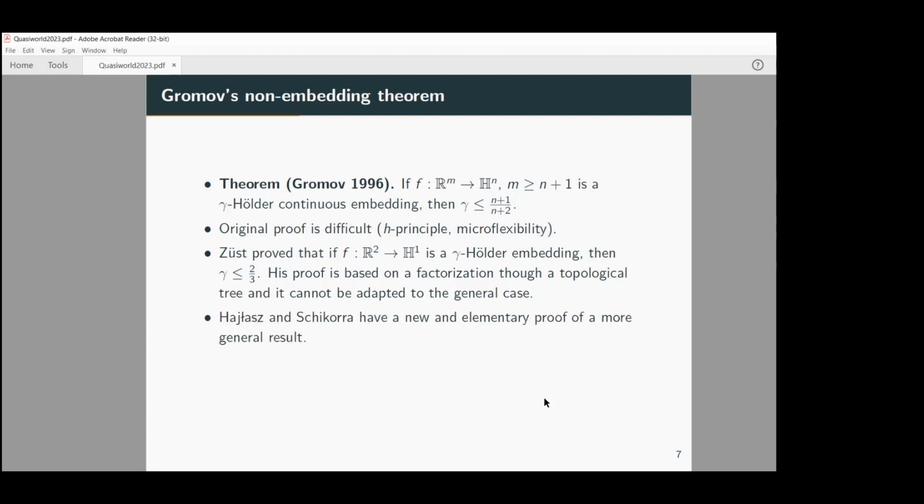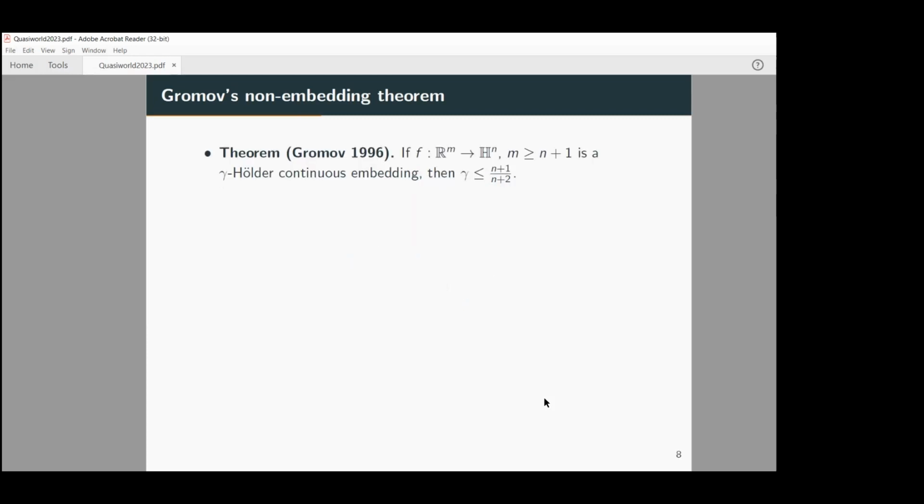So we gave a new proof of a slightly more general result, but before I state and prove this result, let me comment on Gromov's theorem. Okay, so that's Gromov's theorem. And in particular, if you have a Hölder continuous embedding of R^2, then gamma is less than or equal to 2/3. And Gromov conjectured a much stronger estimate, that gamma is less than or equal to 1/2. Actually, when you have any smooth mapping from R^2 into R^3, then it's immediately 1/2 Hölder continuous as a mapping into the Heisenberg group, because the Carnot-Carathéodory metric, as we have seen, is bounded by the square root of the Euclidean distance. But Gromov thought that that's actually the best possible situation.